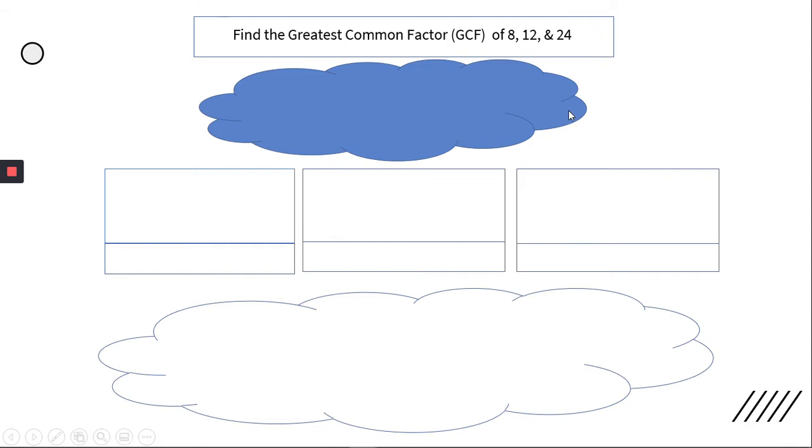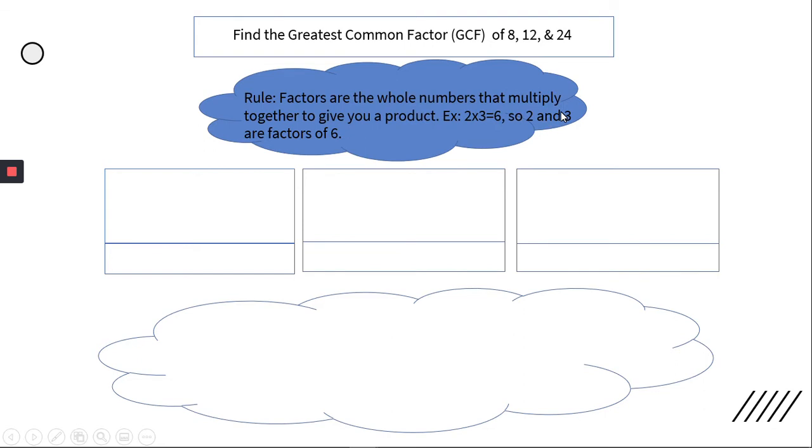The rule that we're going to be using is factors are the whole numbers that multiply together to give you a product. For example, 2 times 3 equals 6. So 2 and 3 are factors of 6. So let's get started with finding the factors for the number 8.